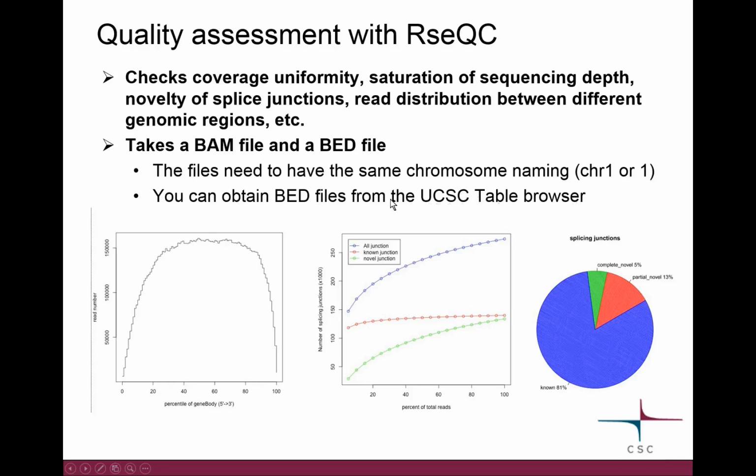Just make sure that the chromosome naming is the same in the BAM file and in the bed file. There are 2 naming types available, either just using the number or then CHR number for the chromosome. So just make sure that they are the same, and we have tools to switch it if it's not correct in the beginning.